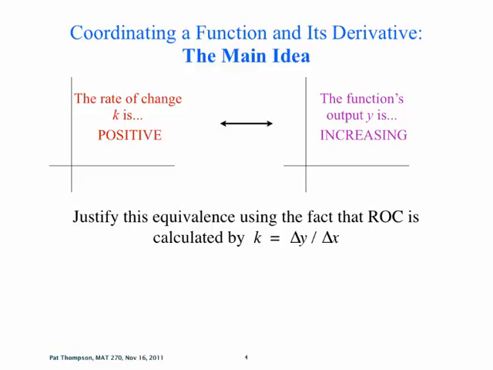So using the fact that k equals delta y over delta x, can you justify this? Can you prove that if the output y is increasing, so if the accumulation is increasing, then the rate of change is positive? Can you prove it given the fact that k equals delta y over delta x? Talk, see if you can do it. Go.